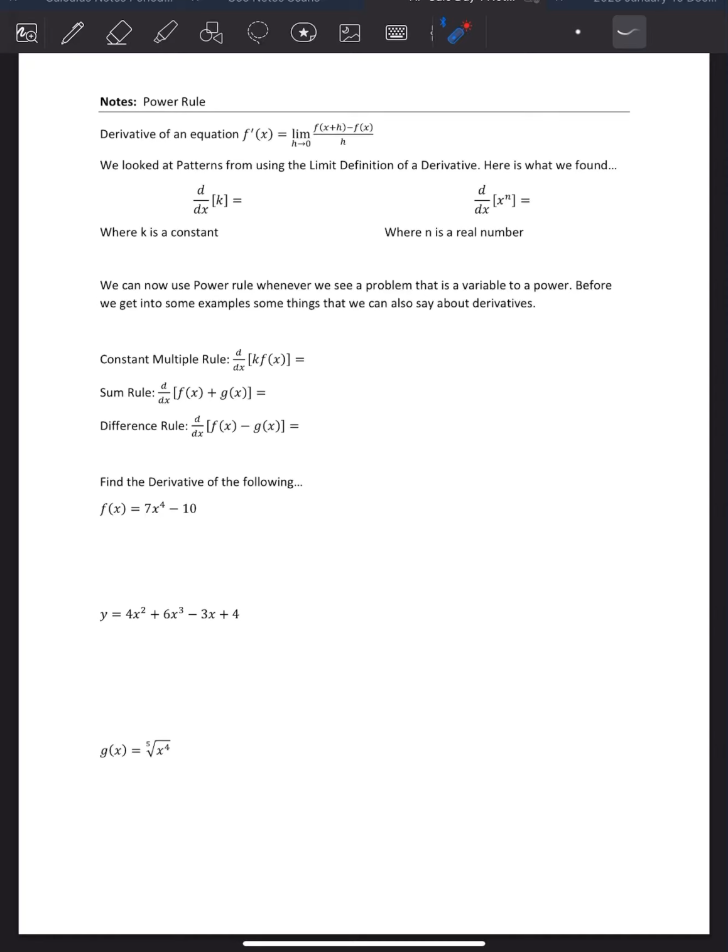We're going to get started on some power rules. So today we're going to be learning about what those patterns were telling us.